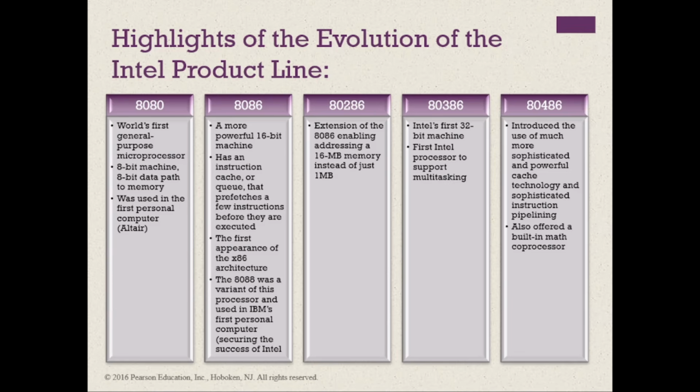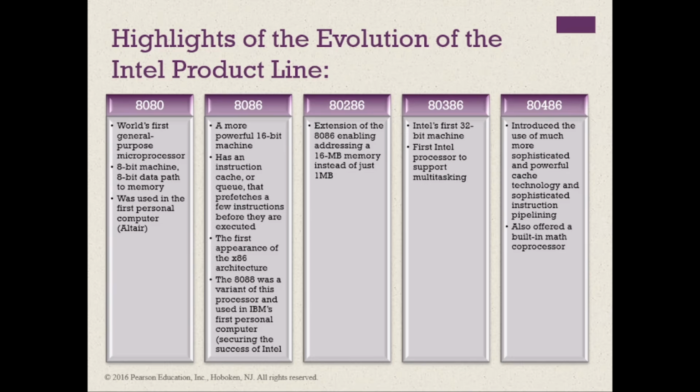Next we have the 8286. This extension of the 8086 enabled addressing a 16 megabyte memory instead of just 1 megabyte. And then next we have the 8386, Intel's first 32-bit machine and a major overhaul of the product. With the 32-bit architecture, the 8386 rivaled the complexity and power of minicomputers and mainframes introduced just a few years earlier. This was the first Intel processor to support multitasking, meaning it could run multiple programs at the same time. And then we have the 8486.